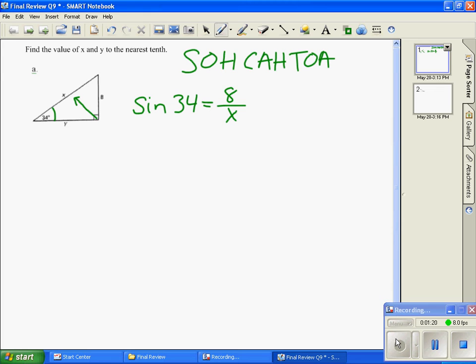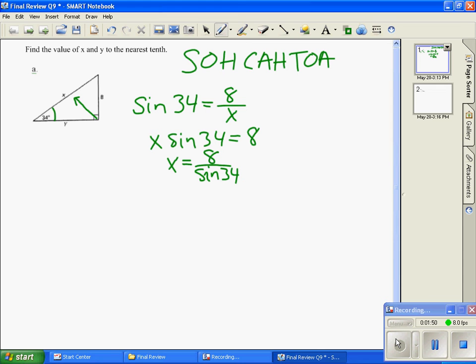So now we solve for x. So let's multiply both sides by x, because the x is on the bottom of the fraction. We want to get it to the top, so let's multiply both sides by x. So we're going to get x sine of 34 equals 8. So the last thing to do is divide both sides by sine of 34. So x equals 8 over sine of 34.